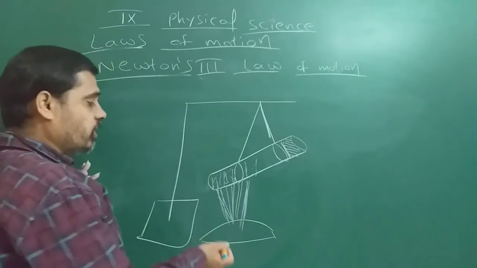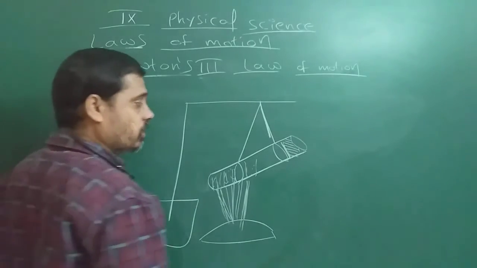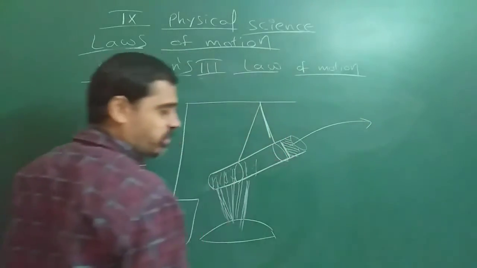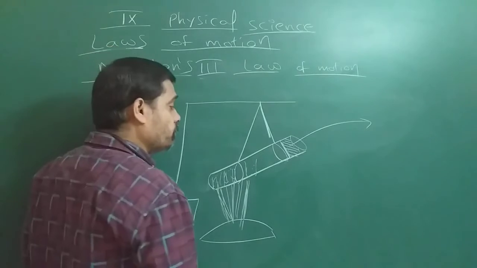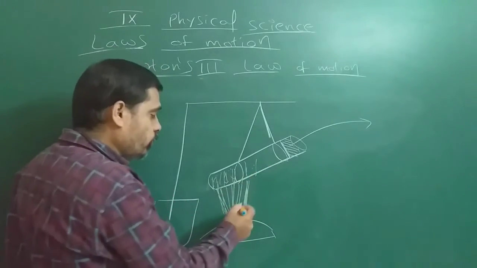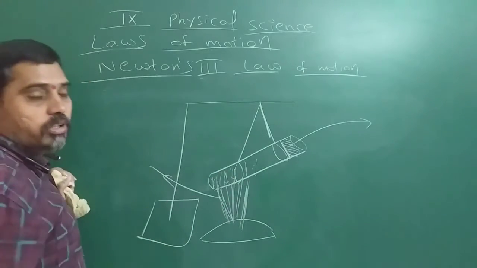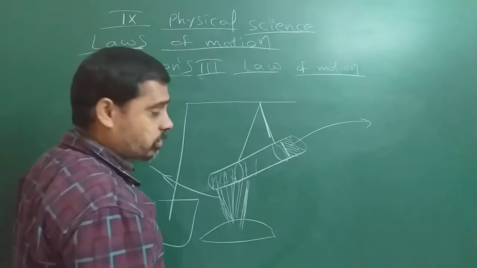If you keep heating gently, after a little while we will observe that this rubber stopper will eject out in this direction. Then immediately we can observe that this test tube moves backward. Now, why will this rubber stopper eject out?